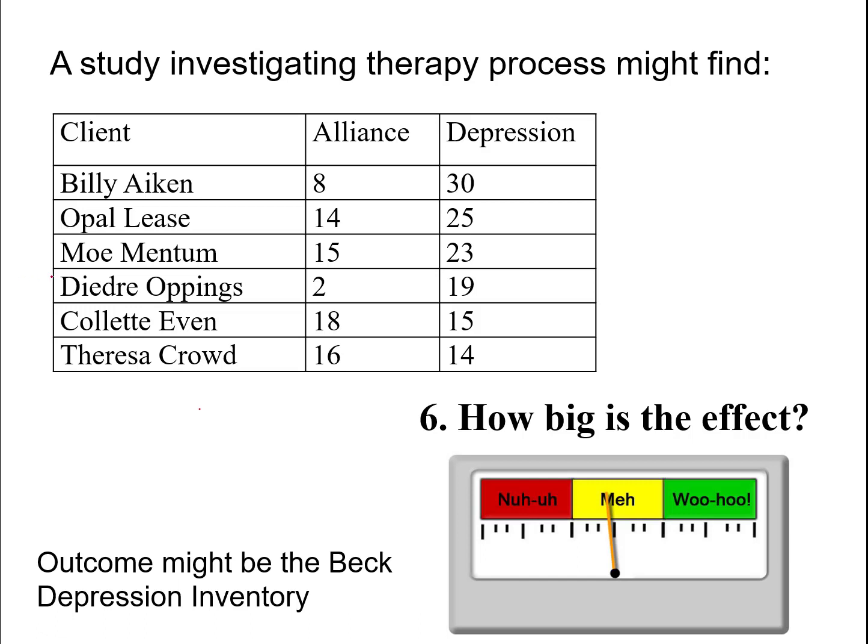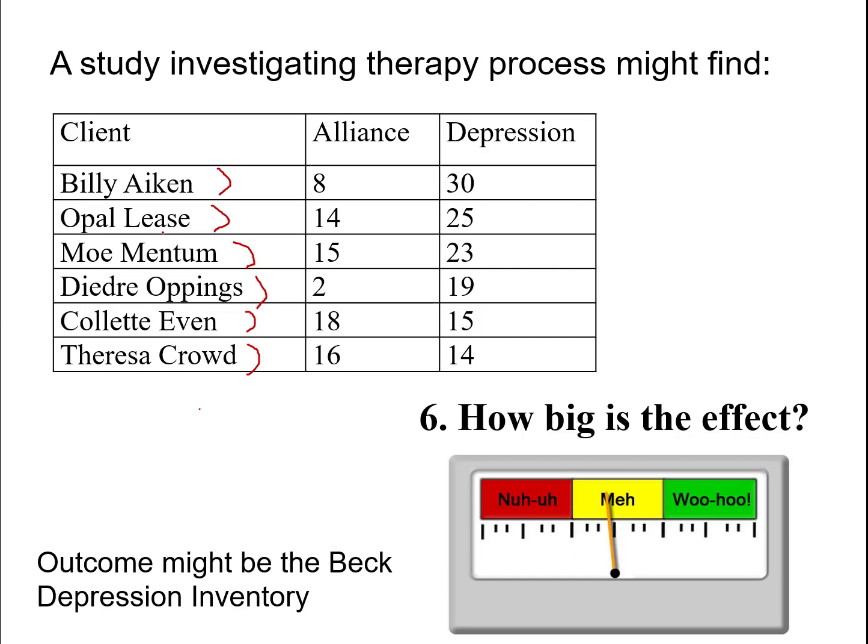This would not be a clinical trial. This would actually be a type of correlational research where we get a sample of people, and maybe get a sample of people who are all experiencing depression. And I have these people here. It's kind of silly names here. I didn't come up with these names. Got them someplace else. But we have Billy Aiken, Opalese, and Momentum, and Deirdre Oppings, and Call It Even, and Three's a Crowd. So we've got these 6 people here, and maybe they're all experiencing depression.